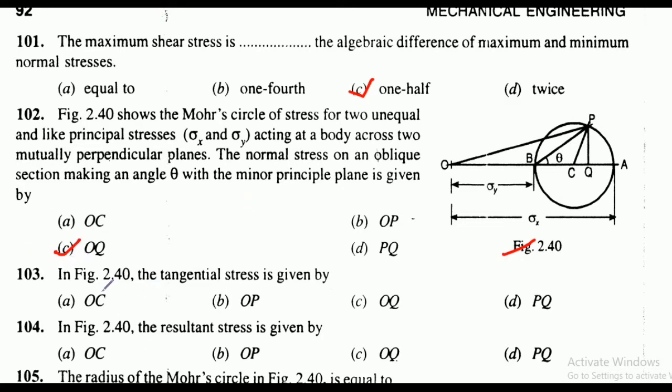Next is in figure, this figure friends, again the tangential stress is given by. Here friends, options are OC, OP, OQ and PQ. So here friends, the correct answer is option D, that is PQ. Next is in this figure, again the resultant stress is given by. Here friends, these are the options and here the correct answer is option B, that is OP.